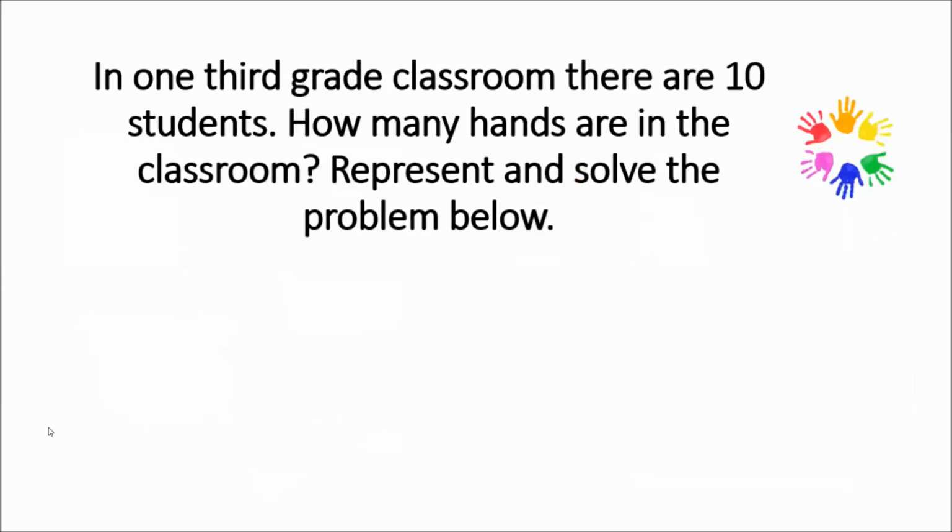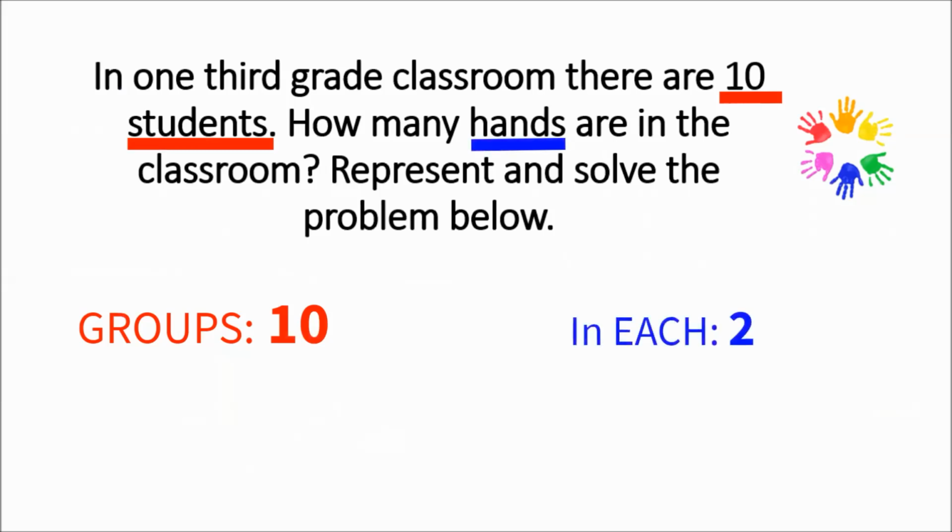So let's go back to the story. In one third grade class, there are 10 students. Well, students are people. That means 10 is our group. How many hands are in the classroom? Well, if they're people and they have hands, they usually have 2 hands. So we're going to say that each represents the 2 hands.